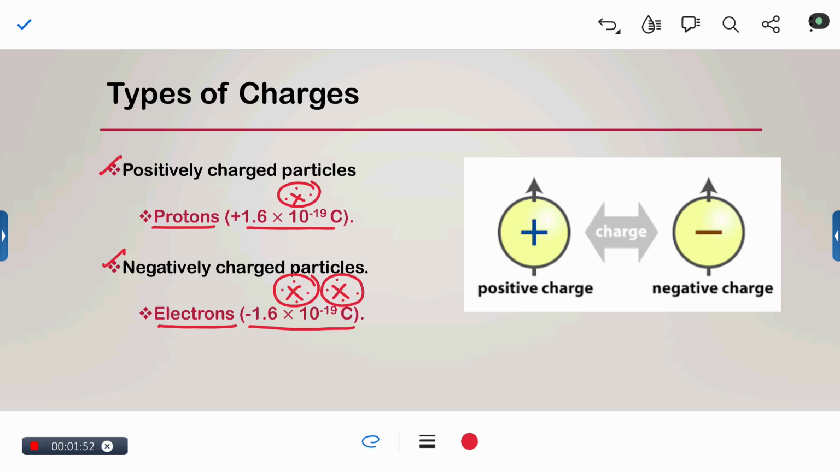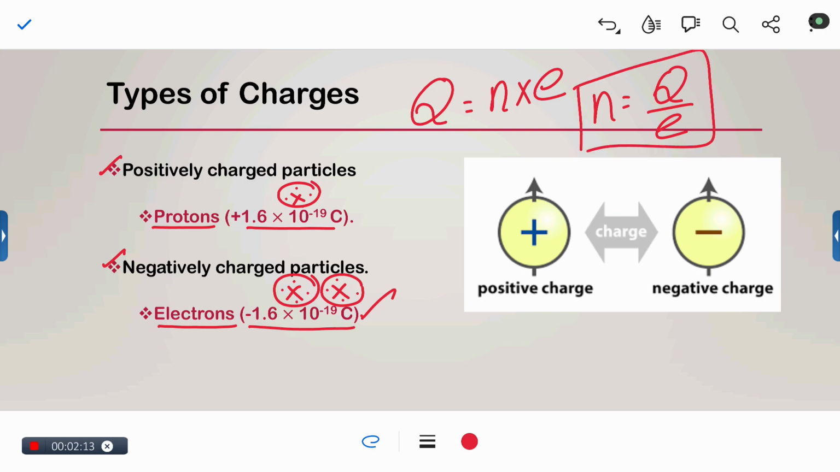In order to calculate the quantization of charge, we'll be using a formula. Quantization of charge, in the sense, we'll be using the formula Q is equal to N into E. In the place of E, we'll substitute this value in order to find the number of charges. So N is equal to Q by E. The value of E is a constant, also called the magnitude of the electron. So what is the magnitude of the electron? 1.6 into 10 to the power of minus 19 coulomb.